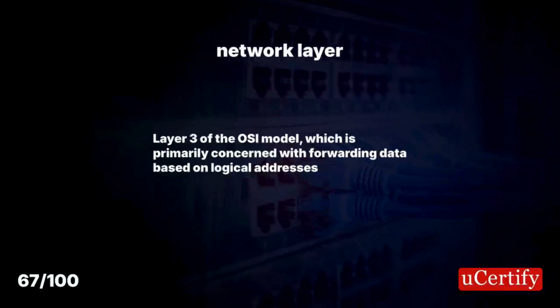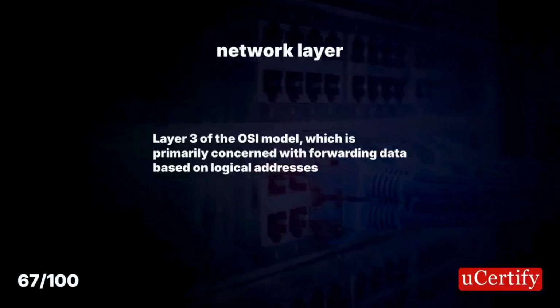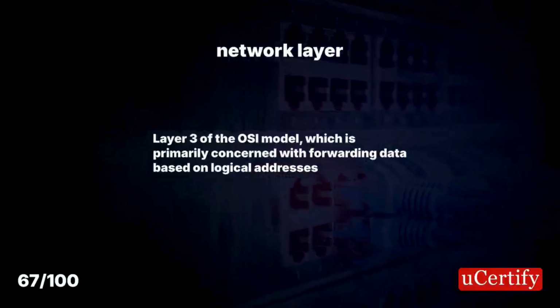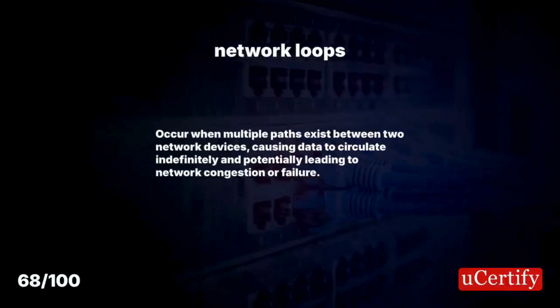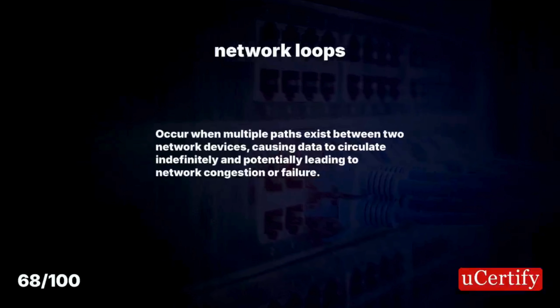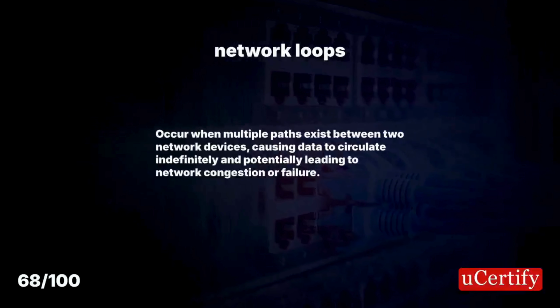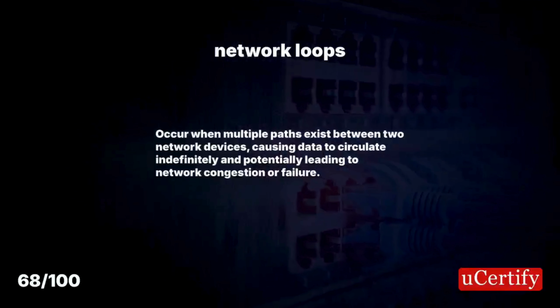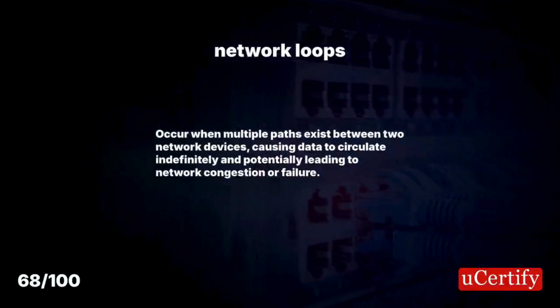Term: network layer. Definition: Layer 3 of the OSI model, which is primarily concerned with forwarding data based on logical addresses. Term: network loops. Definition: occur when multiple paths exist between two network devices, causing data to circulate indefinitely and potentially leading to network congestion or failure.